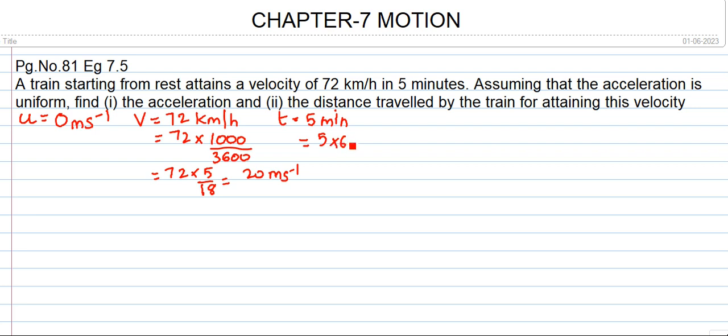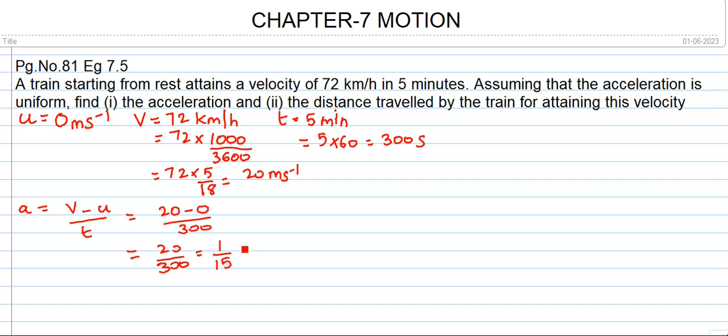So this time has to be converted into seconds. So we have it as 5 into 60, which is 300 seconds. So the question now we have is, we have to find the acceleration. So acceleration is given to be v minus u upon t. So the final velocity v is 20 minus 0 by 300. So what do we have? 20 by 300, which works out to be 1 by 15 meter per second square. So this is the acceleration of the train.